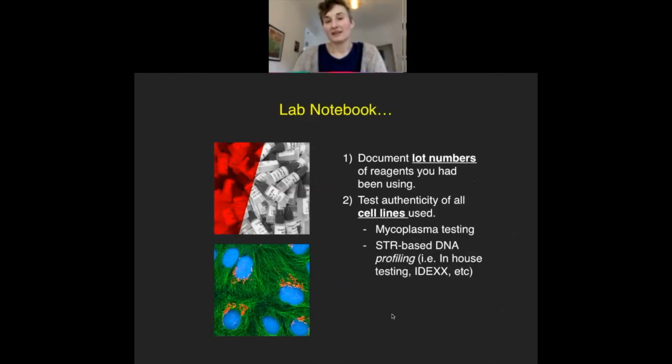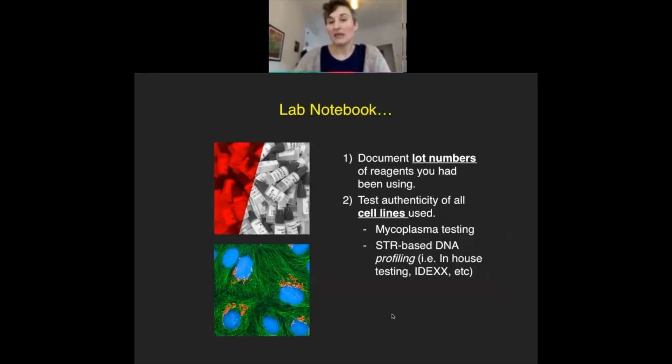Also, another thing is they might ask you for lot numbers. This never happened to me before, but it's always safer to start documenting lot numbers in case there is some discrepancy or something has to be evaluated or dug into further.